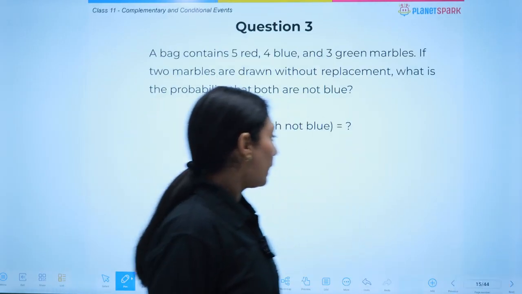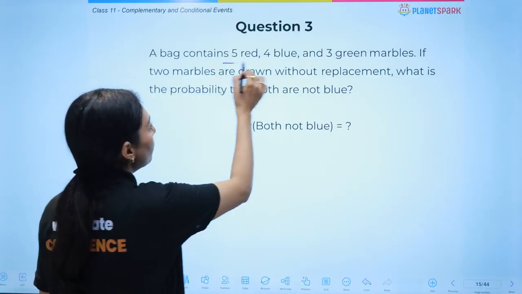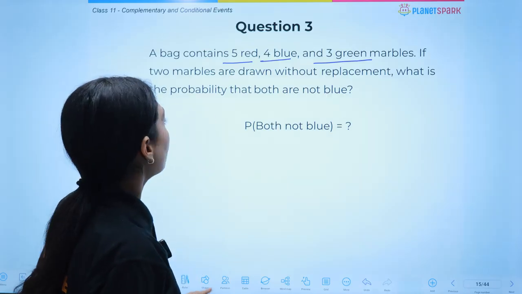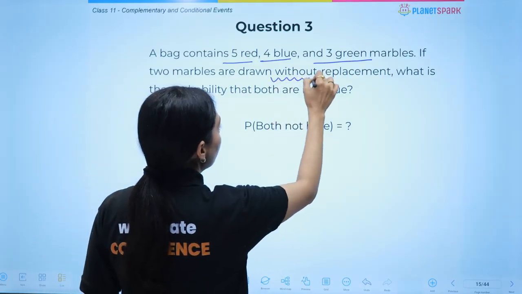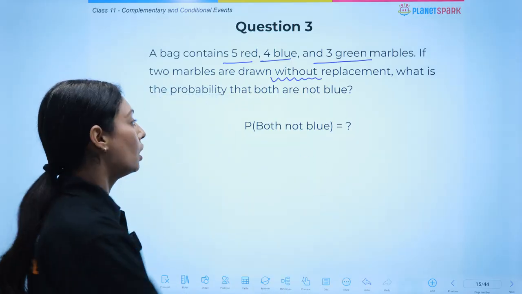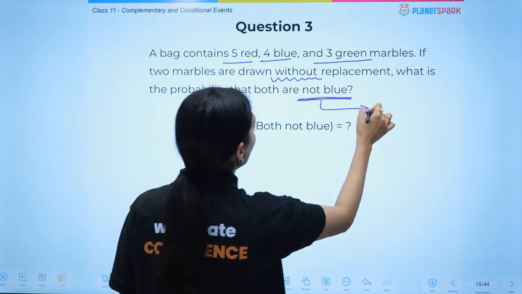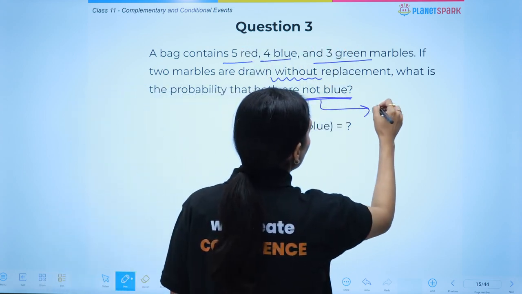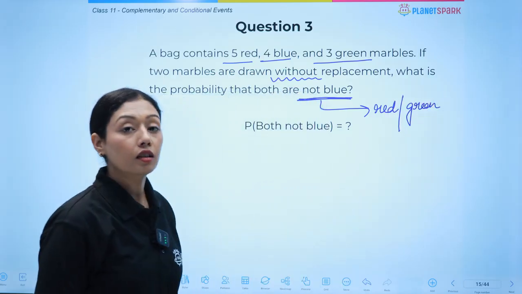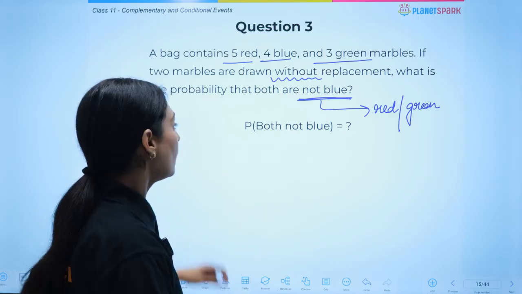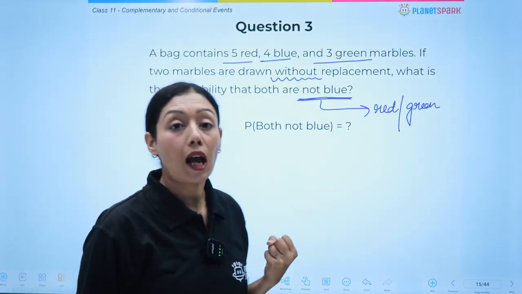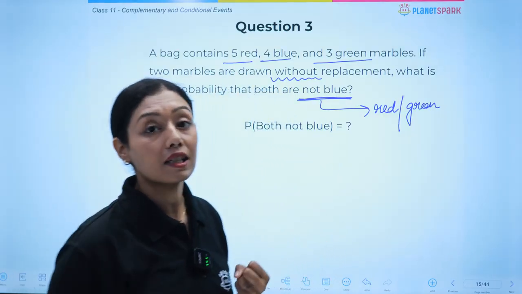Okay, next question then. A bag contains 5 red, 4 blue and 3 green marbles. If 2 marbles are drawn without replacement, what is the probability that both are not blue? Okay, not blue. If it is not blue, what color will it be, everybody? It can be red or green. So we are finding the probability that the marble is red or green. Now there is one more condition here, without replacement. We took one marble, then we didn't put it back. Now from the rest we have to take the second marble.